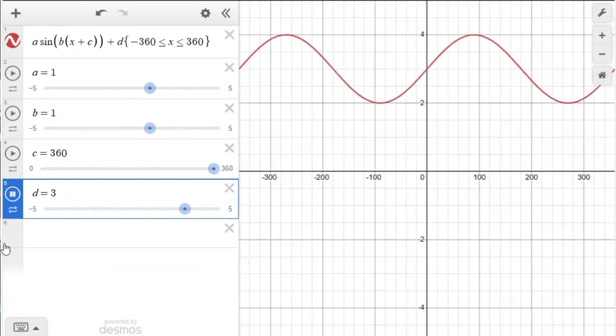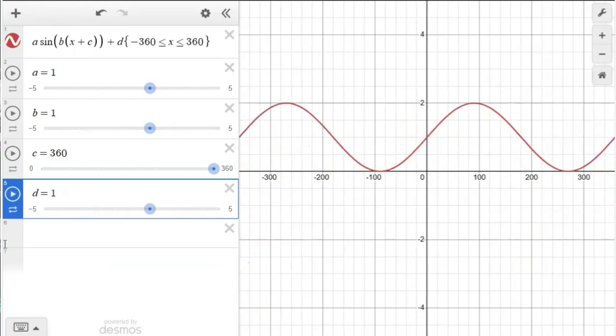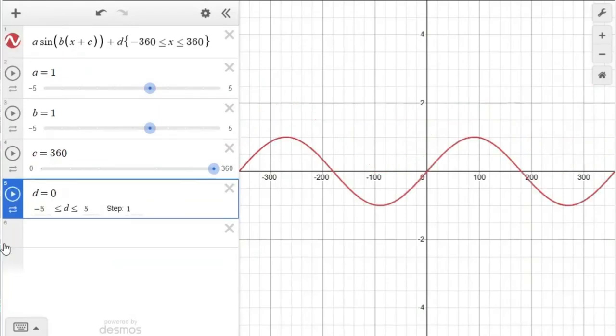Okay, so it's too much to remember. Let me just repeat it. What does A do? It stretches or compresses the wave vertically. What does B do? It stretches or compresses the wave horizontally. What does C do? It translates horizontally. What does D do? It translates vertically. So these are the key ideas, guys. Take a cup of tea and listen to this again.